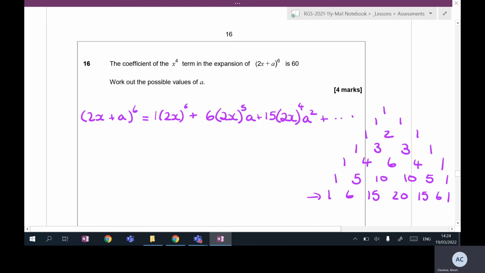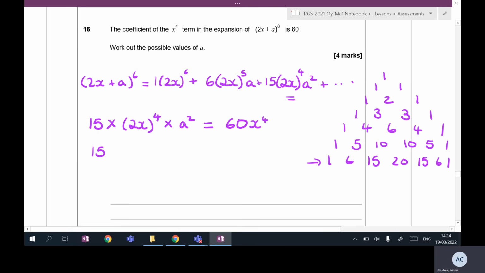Okay, I'm not going to go any further because I'm looking for x to the power 4. So I know I'm going to have that in this third term. Actually, I'm not really interested in the first two terms either. I'm just interested in 15 and then 2x to the power 4 multiplied by a squared. So 15 multiplied by 2x to the power 4 multiplied by a squared is going to give me 60x to the power 4.